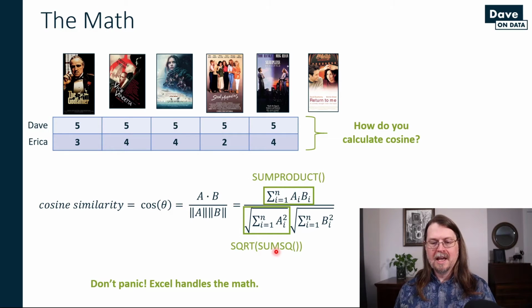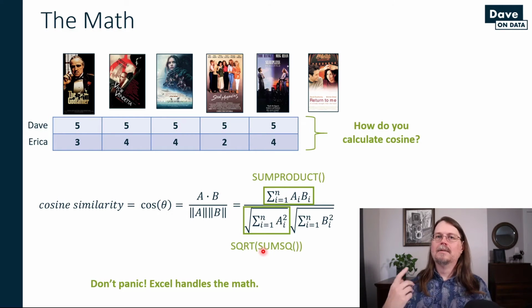Real super easy. And then lastly, we do the square root function because that's what this radical thing is here. That's a square root. And we just take the square root of that. Done. Easy peasy. That's all you need right now to implement a collaborative filtering recommender system with Excel using cosine similarity. That's it. So let's move on to actually seeing it implemented in an Excel workbook.